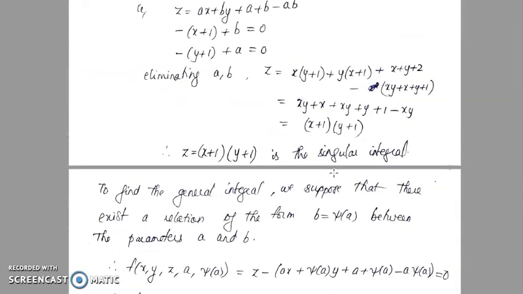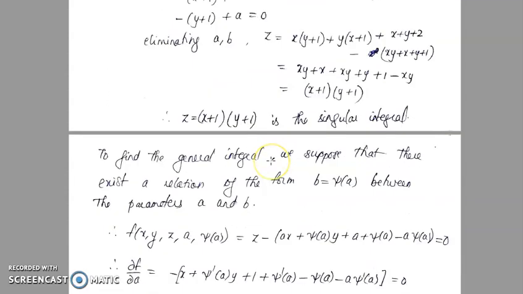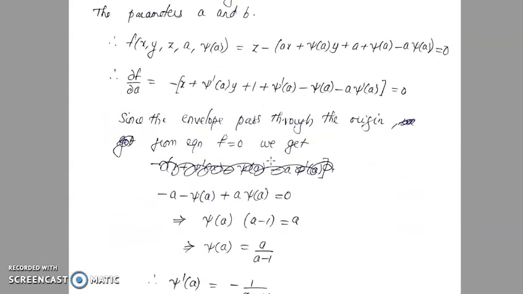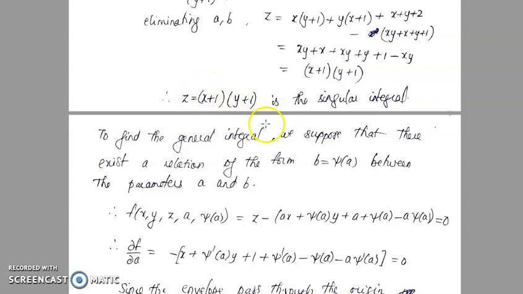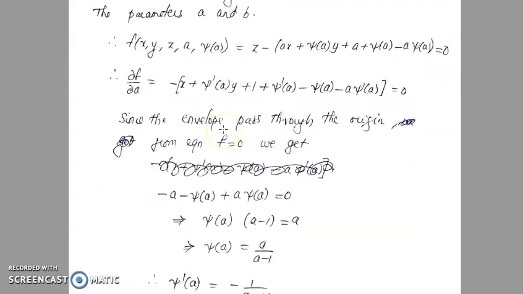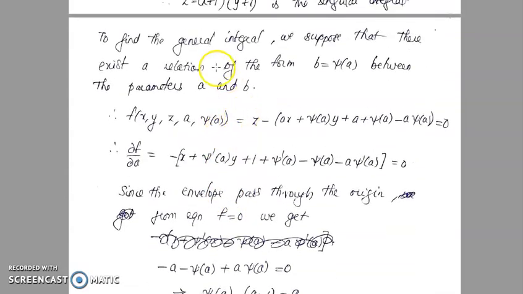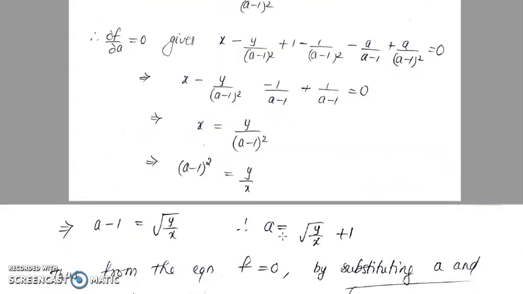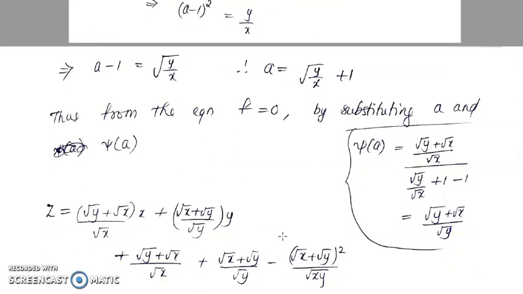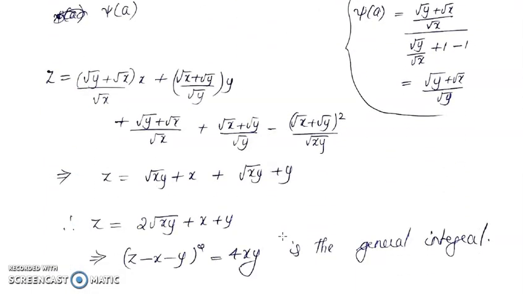So we have seen how to find the singular integral. A singular integral is the envelope of the two parameter system, and the general integral is obtained by giving the relation b = ξ(a). So when you give b = ξ(a), you will get an equation involving a. So find the envelope of the one parameter system. That gives the general integral. So these are the 3 different types of solution of the nonlinear PDE.